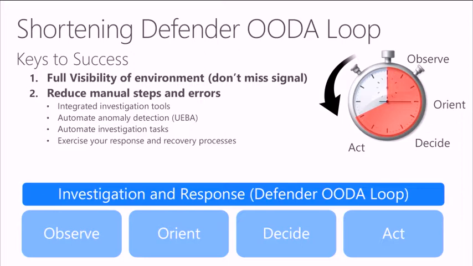Now, of course, collection isn't detection. You have to do something with that data, but it's critical to have that full visibility so you don't have a known blind spot that they can work in.